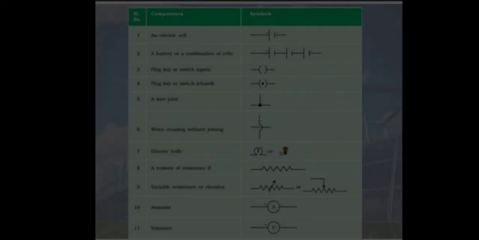Students, here you can see some components given with their symbols. You have to remember such kinds of symbols, and they are taken from your NCERT book. Okay, children? So we will move to the next topic.